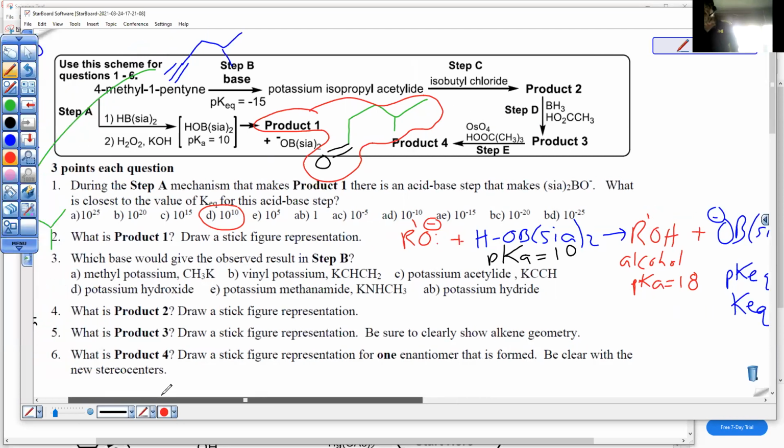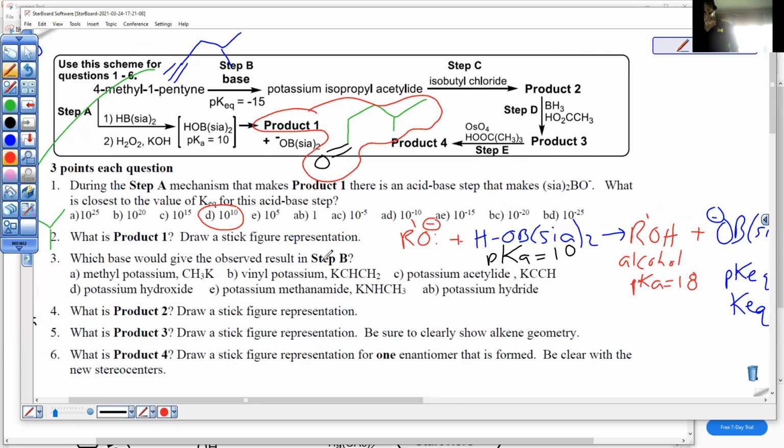And product 1, we drew a stick figure. Which base would give the observed result in step B? Well, in step B, some base is taking an H off of here. The pKa is 25 because that's a terminal alkyne. And we're making potassium isopropyl acetylide, which is wrong. Interesting. Did I count wrong? 1, 2, 3, 4, 5. Yeah, this is the right molecule, right? 1, 2, 3, 4. Ooh, I didn't catch myself. Nobody caught me? That's a nice butyl group up there, isn't it?